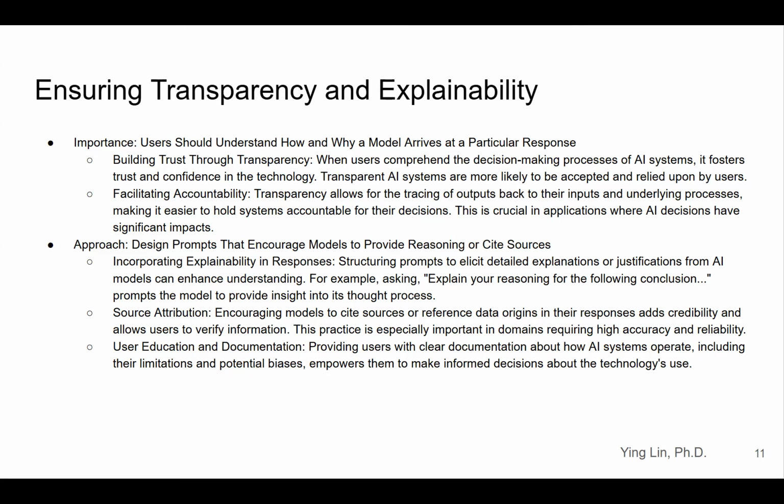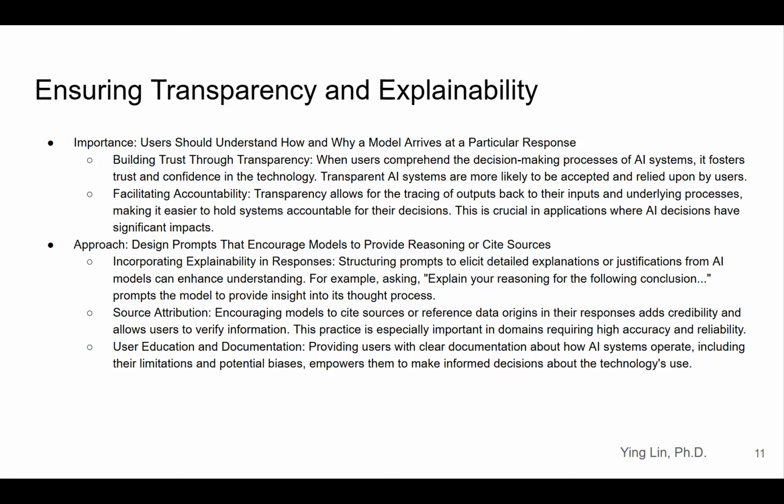So transparency is important for AI because it builds trust. Users are more likely to trust AI when they understand how it works. Transparent AI systems make decision-making less mysterious and more predictable. And it facilitates accountability. Transparency allows us to trace decisions back to their sources, making it easier to correct errors.